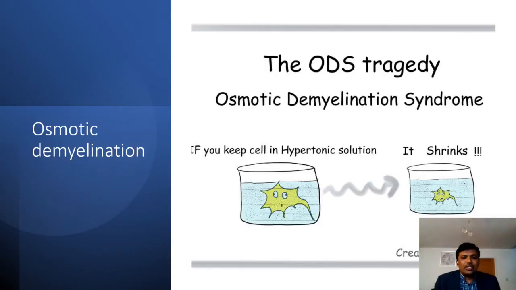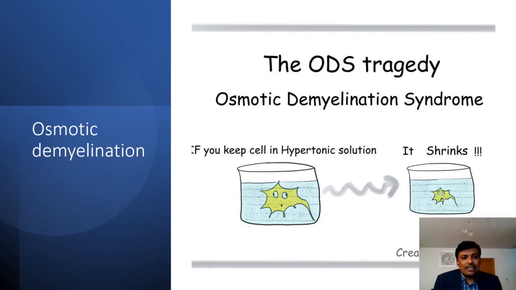So this is a problem when you overcorrect sodium. This is called osmotic demyelination. It used to be called CPM, central pontine myelinolysis, but since we changed the name depending on the CNS findings on autopsy results and MRI findings, now it's better called osmotic demyelination.